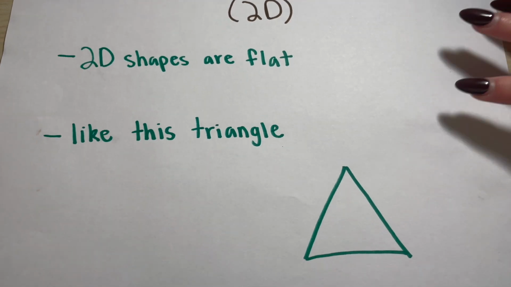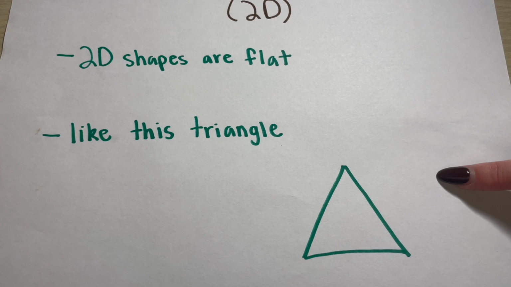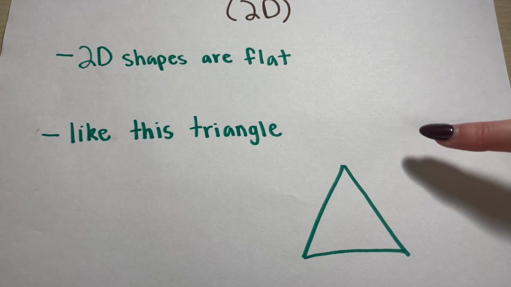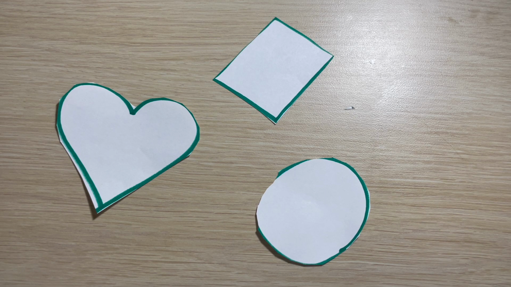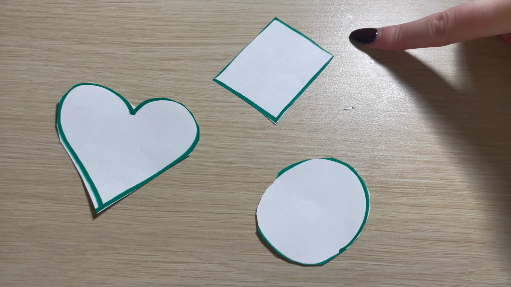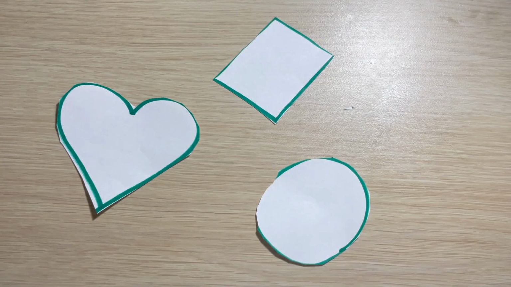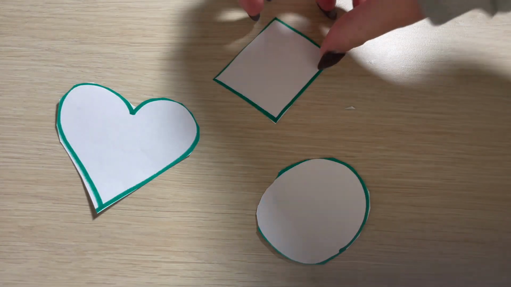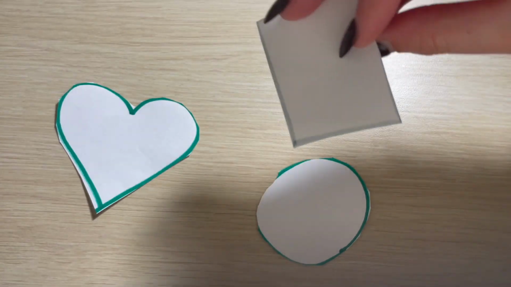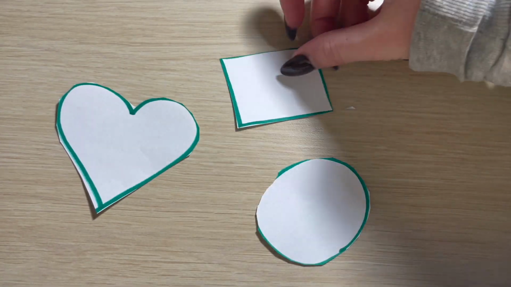So here we have a triangle. This triangle is a two-dimensional shape because it is flat on the paper. Other 2D shapes are squares, circles, and even hearts, just like these. See, even though they are cut out, they are still flat, which makes them two-dimensional.